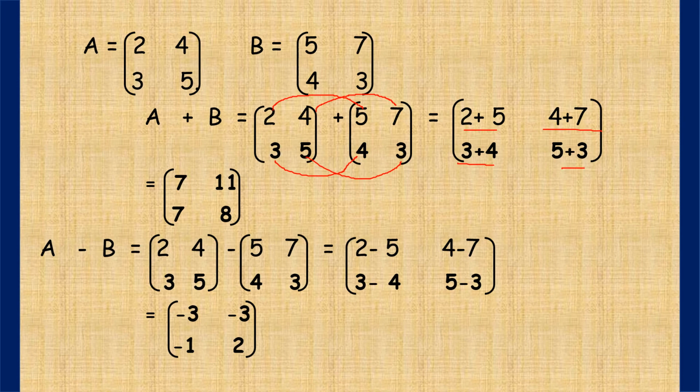Likewise, you can also subtract because they have the same order. So you subtract correspondingly: 2 minus 5, 4 minus 7, 3 minus 4, and 5 minus 3. And so you have minus 3, minus 3, minus 1, and 2.